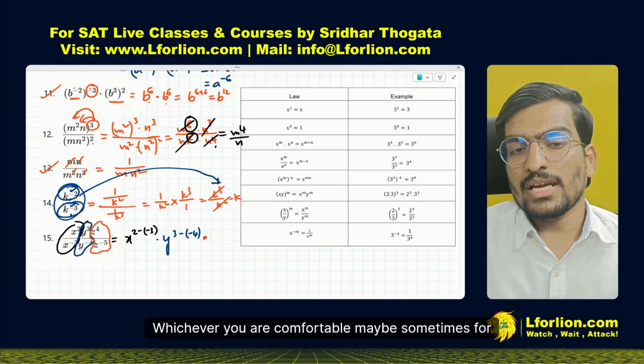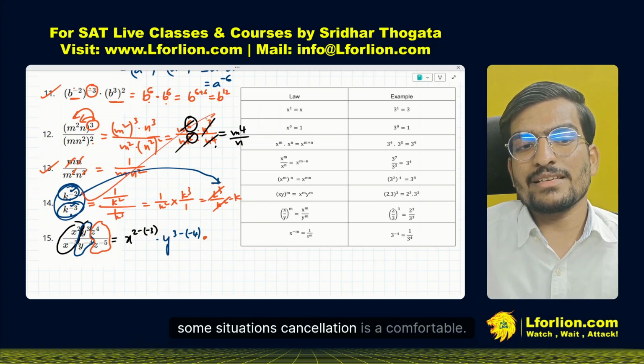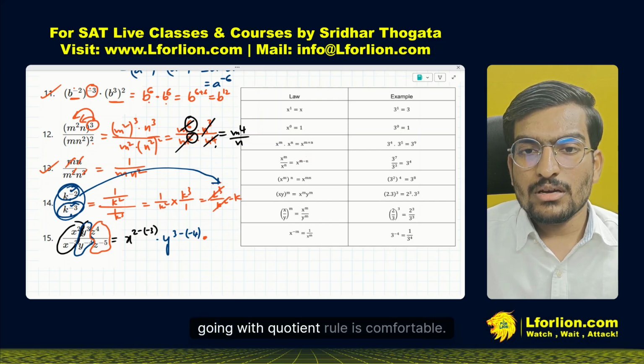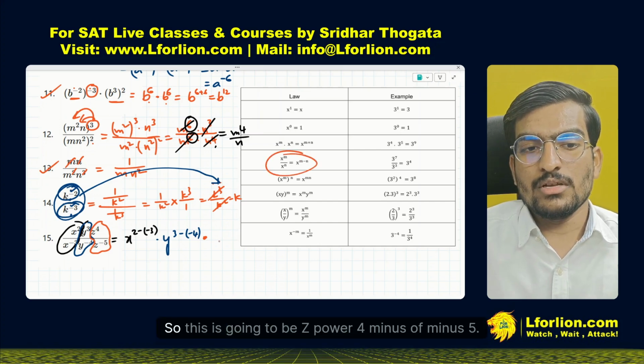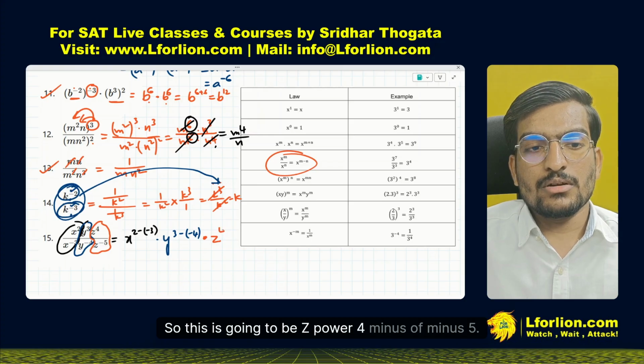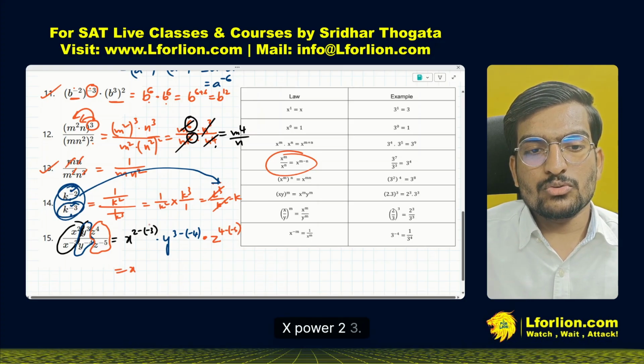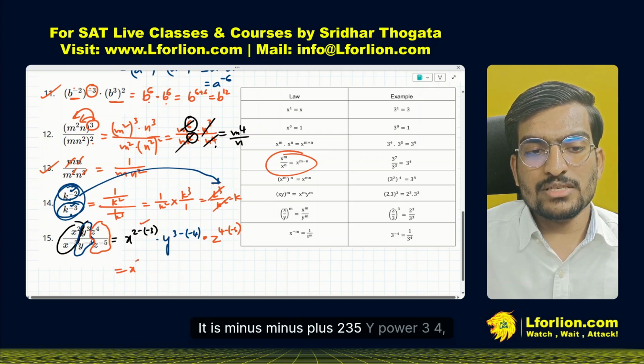Maybe sometimes in some situations cancellation is comfortable, sometimes going with the quotient rule is comfortable. So this is going to be z power 4 minus of minus 5. So what do we get? X power 2 plus 3, it is minus minus plus, 2 plus 3 is 5, y power 3 plus 4 is 7, z power 9.